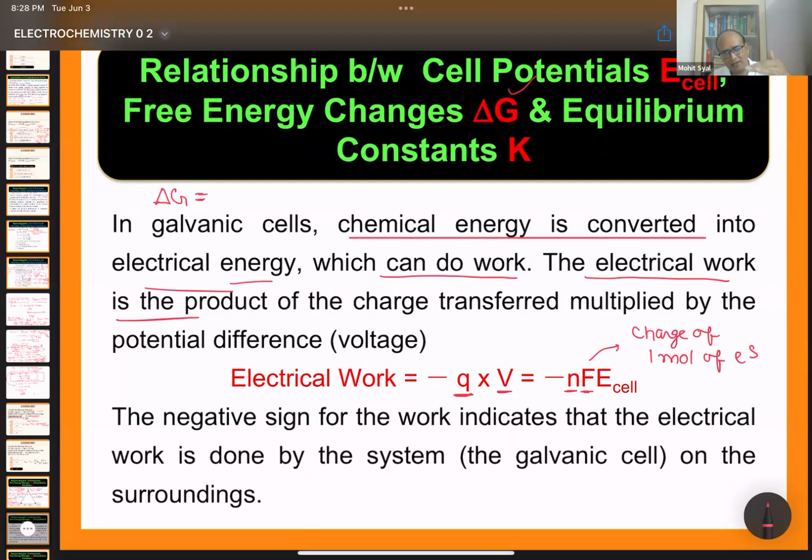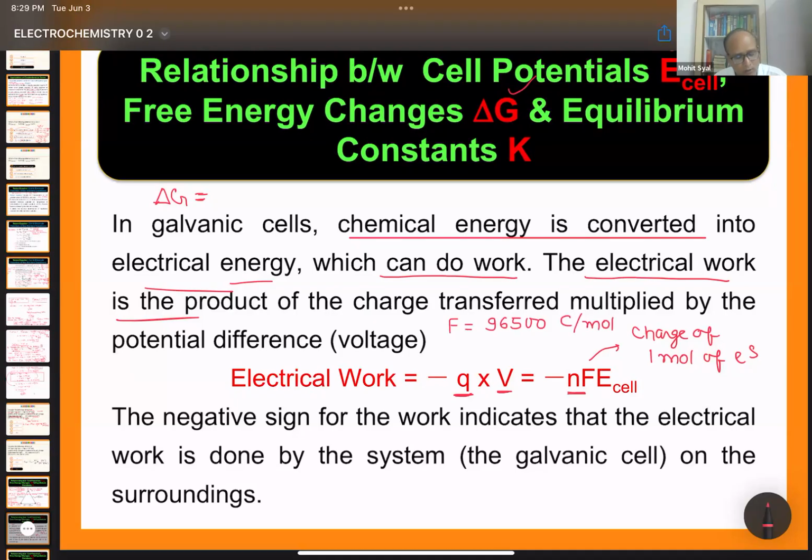The decrease in Gibbs free energy is just like the chemical energy that can be used to do work. That much amount of work a cell can do. The work done by the cell is charge into voltage. Charge is the number of moles of electrons transferred into F, the charge of 1 mole of electrons. So if n moles of electrons are transferred, the charge will be nF. The value of F is 96500 coulomb per mole. It is the charge of 1 mole of electrons.